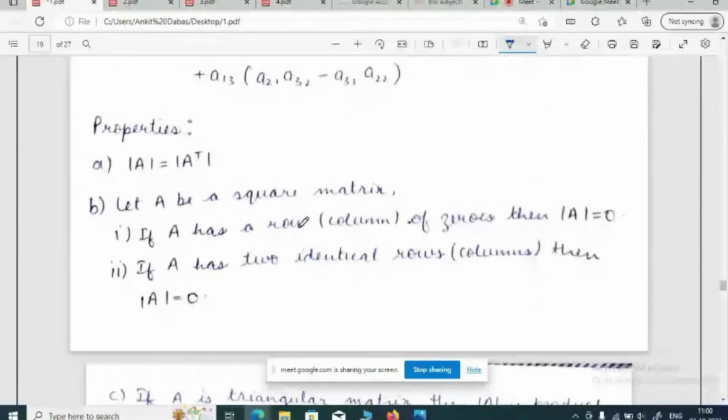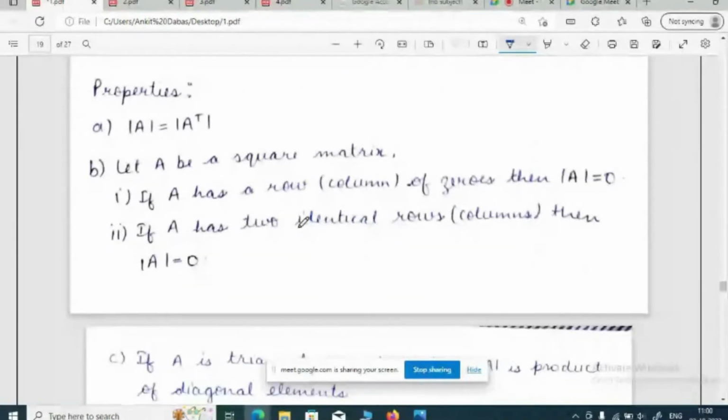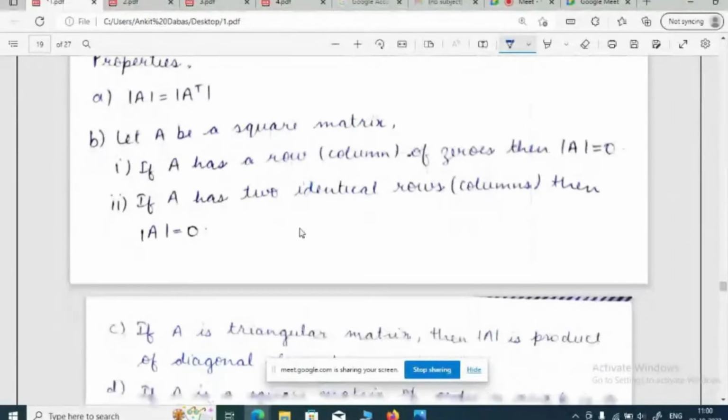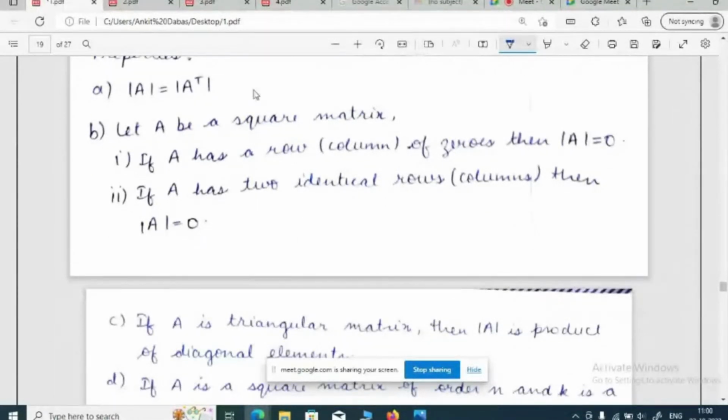Its properties are: determinant of A is equal to determinant of its transpose. If all the entries in any row of a matrix are equal to 0, then the determinant of the matrix is always equal to 0. Or if all the entries in any column are equal to 0, then its determinant will be equal to 0. And if any two rows or columns of a matrix are identical, in that case also the determinant is equal to 0.